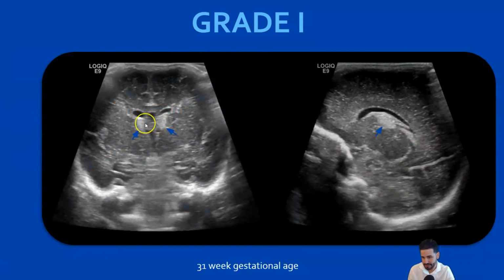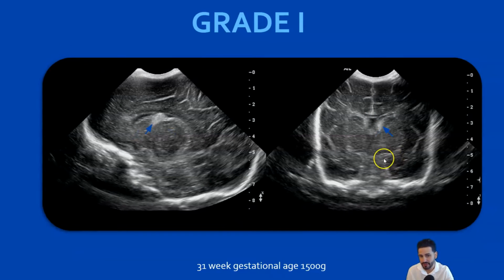So here's that same image, bilateral, grade 1. And it's good to see it in coronal and sagittal. Earlier I mentioned that the choroid plexus begins about 1/3 or halfway to the thalamus. So this is choroid plexus, and this is in grade 1 bleed. You can see that echogenicity is very similar.